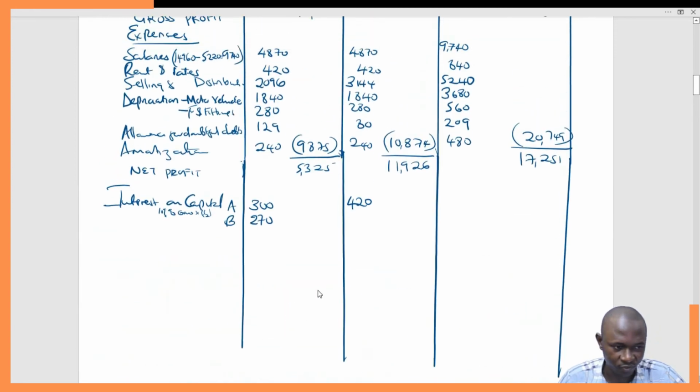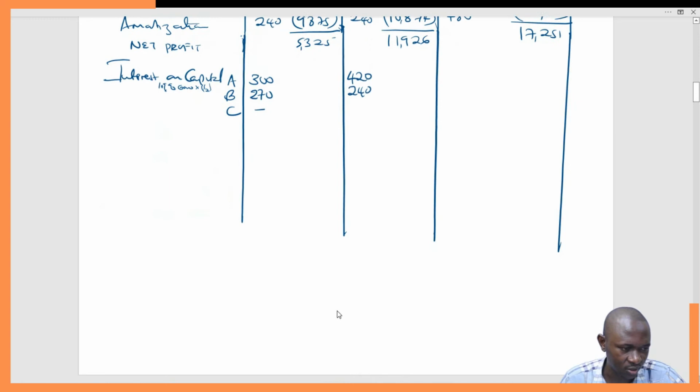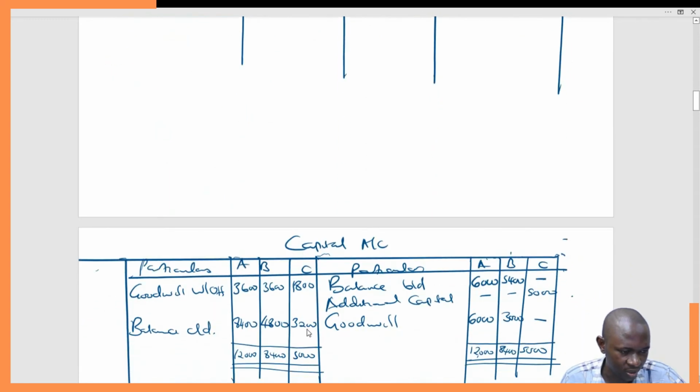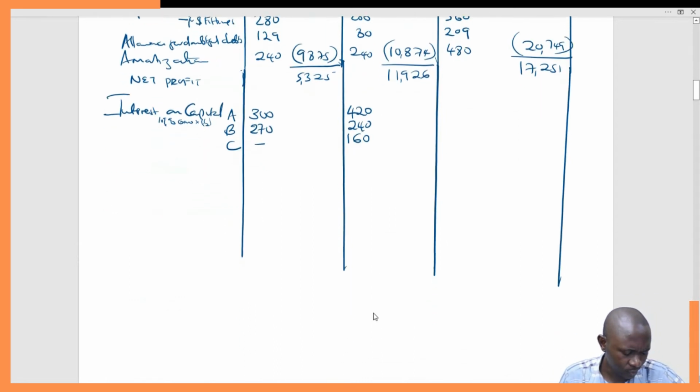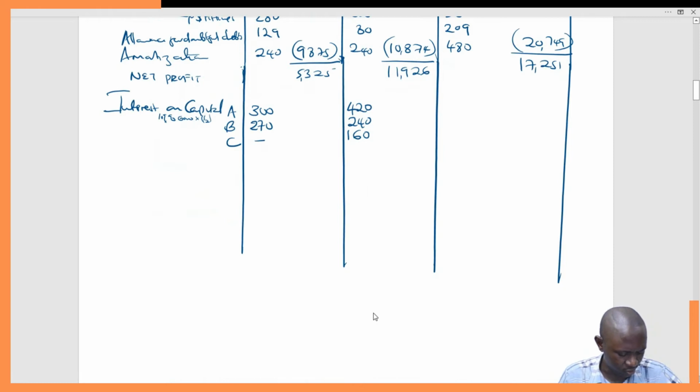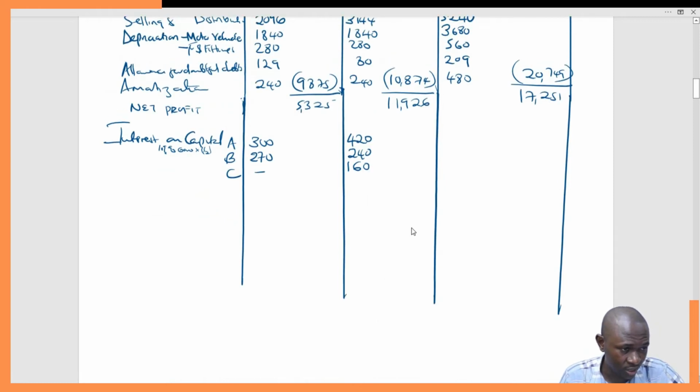So here we have 240, and now we will also have partner C, because partner C came into play now. Partner C is 32. So 10% of 32 is 320 divided by 2. We have 160. That's why it was very important for us to come up with that book in the first place. Once we are done with that, we can choose to get the totals.